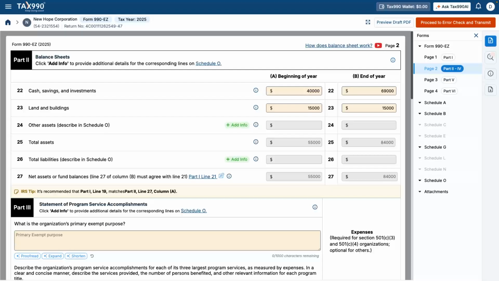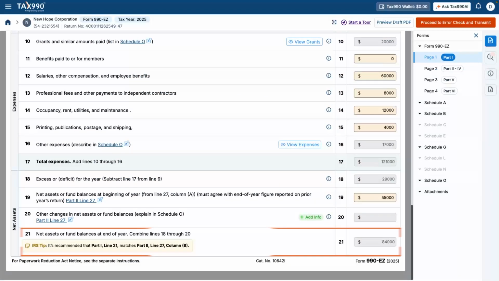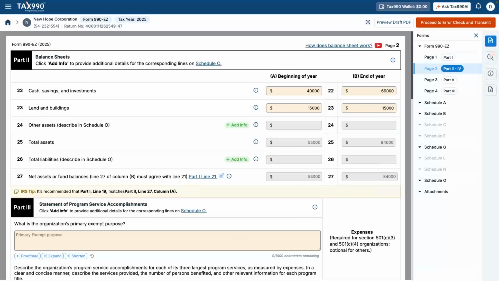Here's the key validation step. Line 27, column B, must match part 1, line 21. From part 1, we calculated ending net assets equals $84,000. And here, line 27, column B, equals $84,000. These match, which means the return is internally consistent.